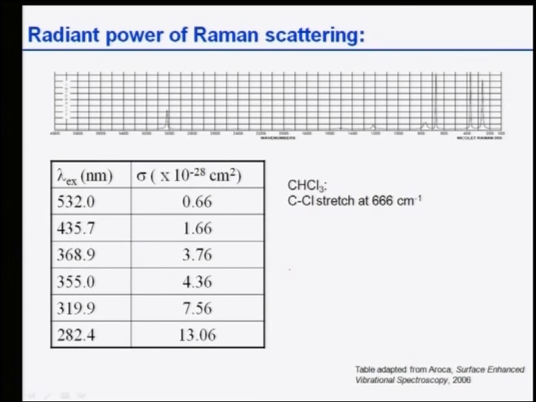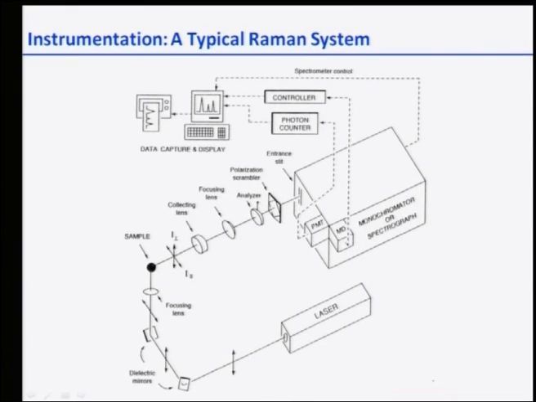Again for excitations I am giving you some values for CH3Cl. You can see that these are the excitation wavelengths, these are the sigma values, all in the range of 10 to the minus 28 centimeter square. These are all adopted from Aroca's book of surface enhanced vibrational spectroscopy.